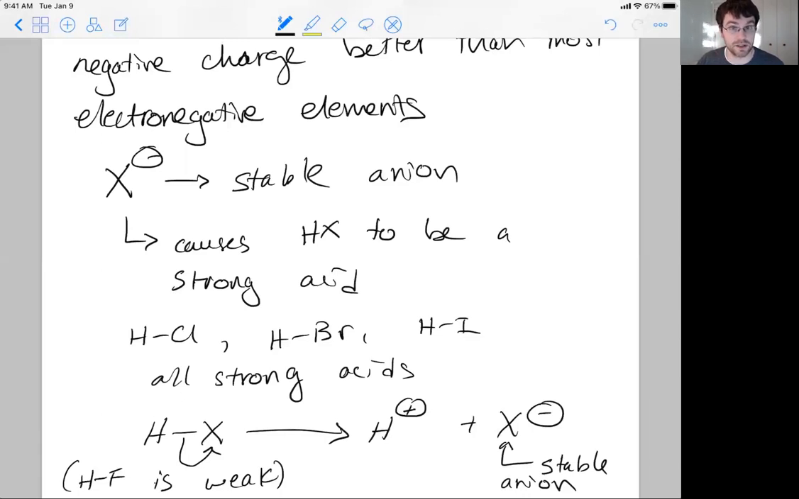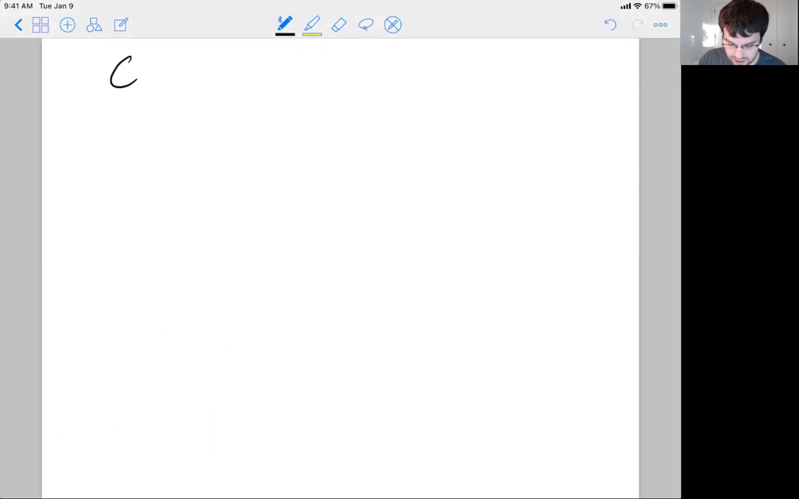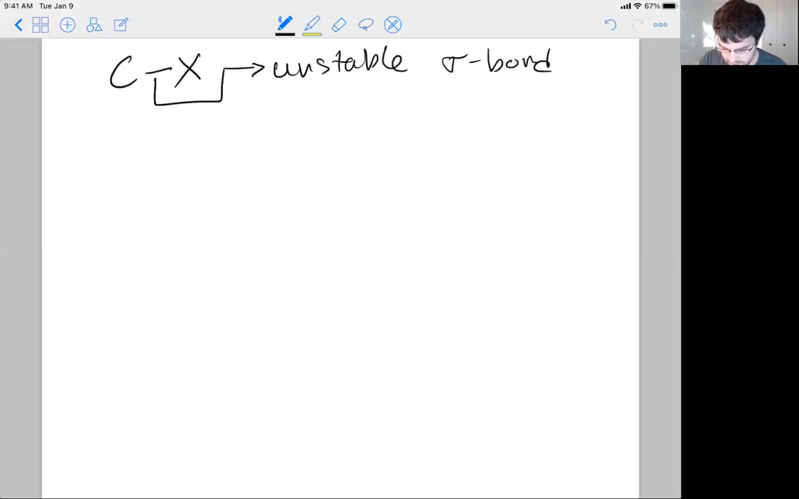So X minus is stable. If X has an opportunity to form X minus, it's not as mad as other things would be if they had to sit around as a negative charge. With this in mind, if chlorine, bromine, or iodine would rather be chlorine minus, bromine minus, or iodine minus, then if something's bonded to that halogen, particularly with a size mismatch like carbon, that's going to produce something that's unstable. So let me go right here. This is an unstable sigma bond because X minus is stable.